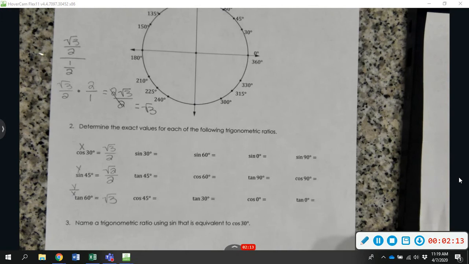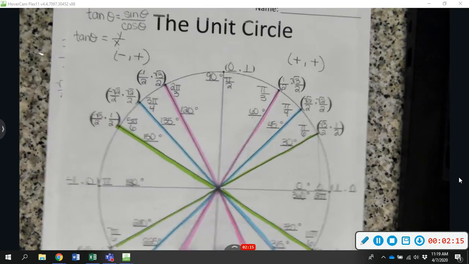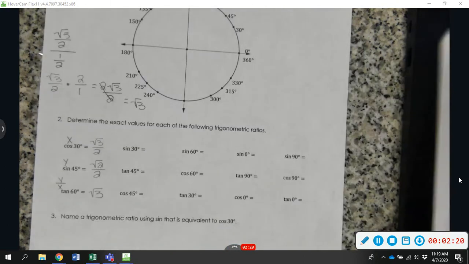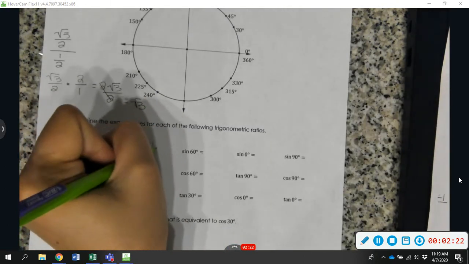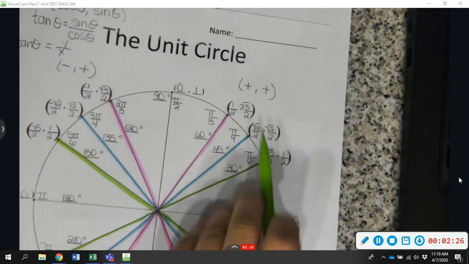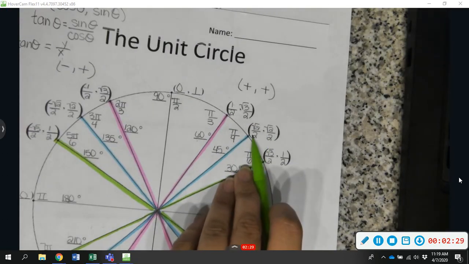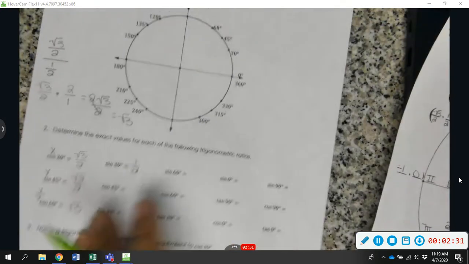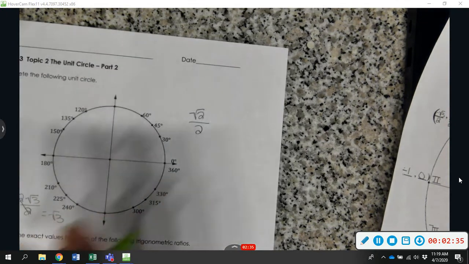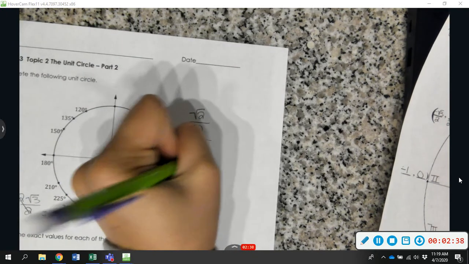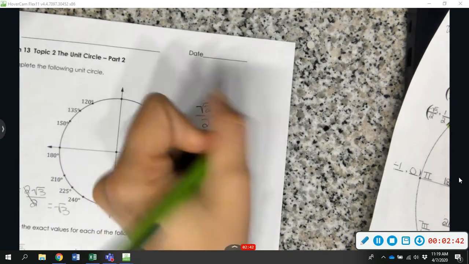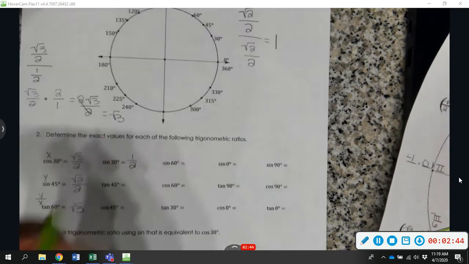Okay, now sine of 30. I go to my unit circle. I find 30. Sine is the y value, so it is just 1/2. Tangent of 45, I'm going to take the y value and divide it by the x value. So I'm going to do my work up here. So that gives me rad 2 over 2 divided by rad 2 over 2. Well, if you notice, I have the same thing being divided by itself, so that just equals 1.